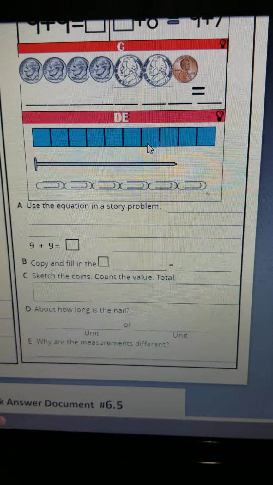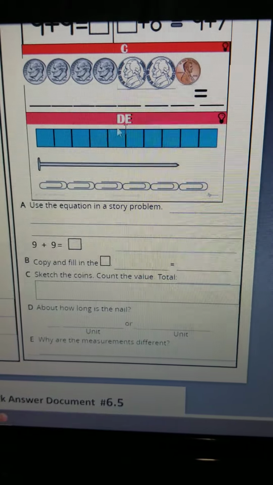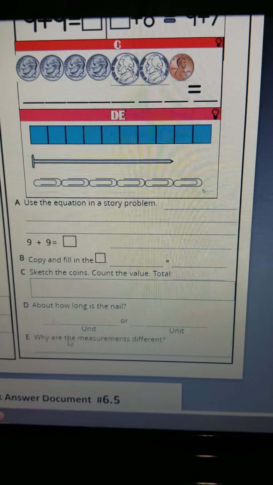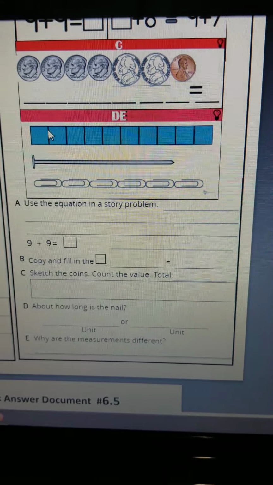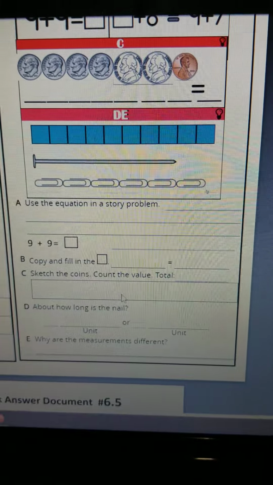D and E go together. We've had a lot of practice with this. We have it every week. How long is the nail using each unit, the squares and the paper clips?